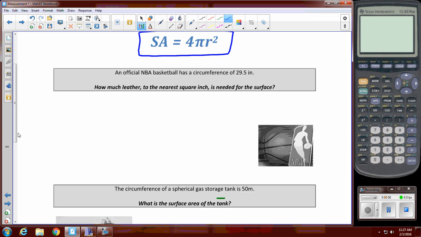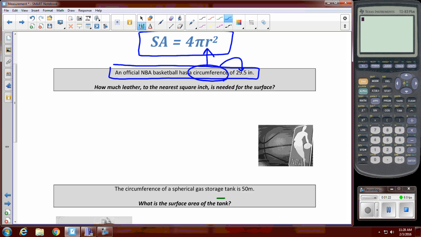They're saying an official basketball has a circumference of 29.5 inches. How much leather, so basically how much surface area, is there on this basketball, which is a sphere? Now, the formula for the surface area of a sphere has a radius in it. If I read this statement, nothing in there tells me what the radius is, but there is a circumference of 29.5.